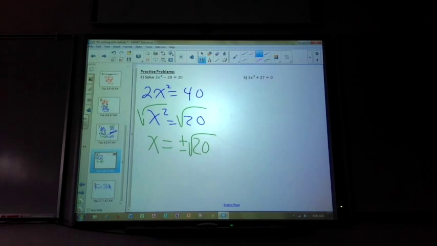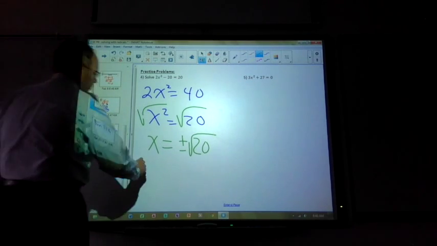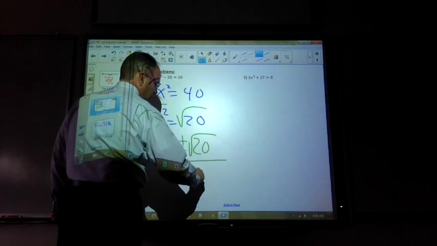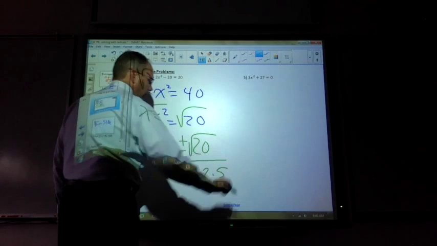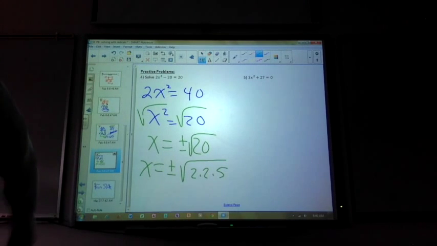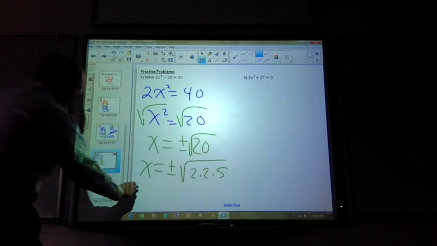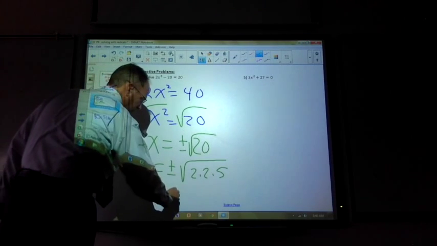Where's that last point coming from? 20 breaks down to what times what times what? 5 times 2 times 2. It still has 25. Good. So 2 times 2 is 4. 4 times 5 is 20. So 4 root 5? Almost. 2 root 5. And don't forget your plus or minus.